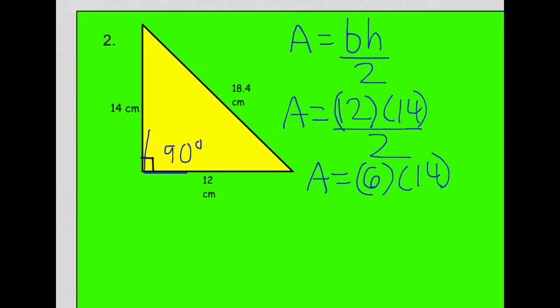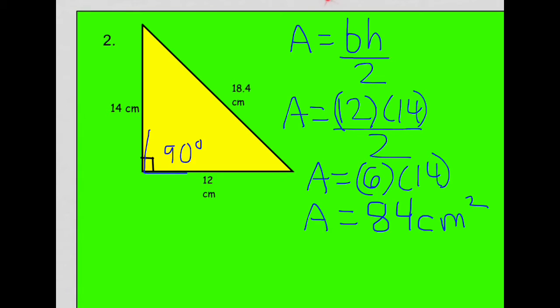Okay, and then let's see if I can remember some mental math here. 6 times 14, I'm going to do 6 times 10 first, which is 60, and 6 times 4, which is 24, which means the area here is going to be 84 centimeters squared. And you would get the same answer if you did 12 times 4 first and divided by 2, or if you would have done 14 divided by 2 and then 12 times 7. Either way you slice it up, you're going to get 84 centimeters squared.